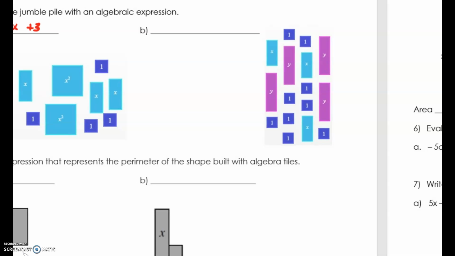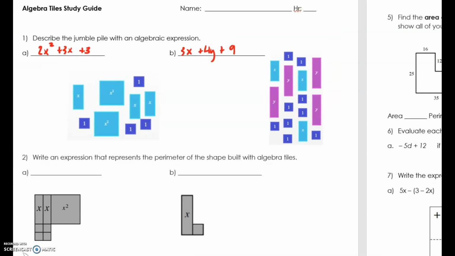Okay, number 2. 3 x's, 4 y's, 1, 2, 3, 4, 5, 6, 7, 8, 9 units. Okay, and remember right now the order is not that important. So if you have the same terms but in a different order, that's okay.